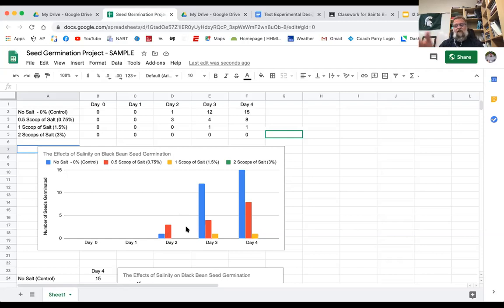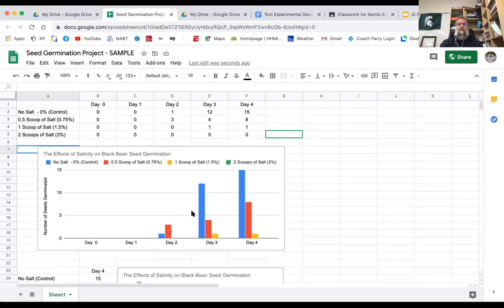Now, I'm not going to teach you how to make the graph today on Excel. You can do it by hand if you don't know how. So this is one way to do it. I can graph all 4 days. Day 0 is the day you set it up. Obviously, everybody's day 0 is 0 seeds germinated because they hadn't germinated yet. And I can compare the graph.